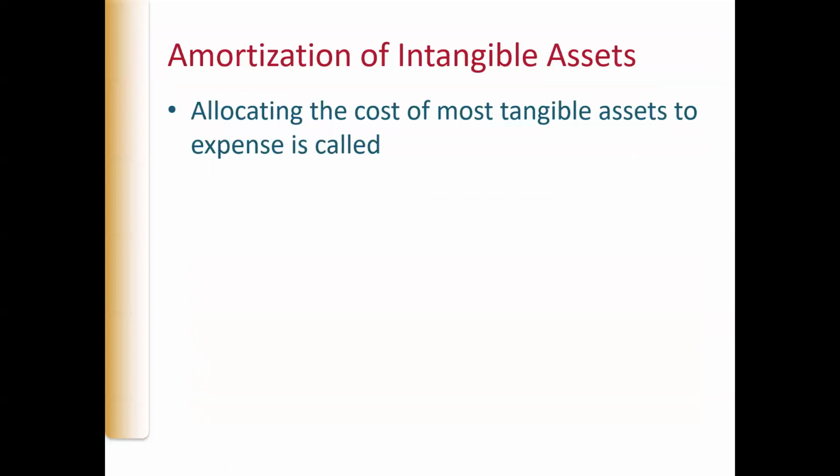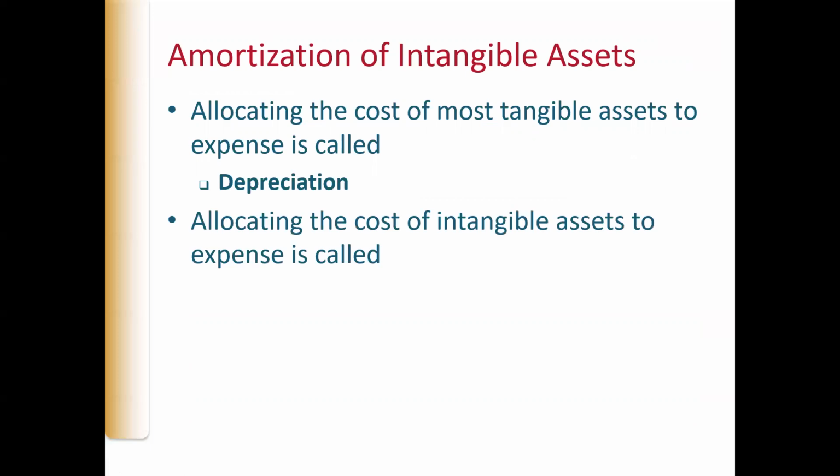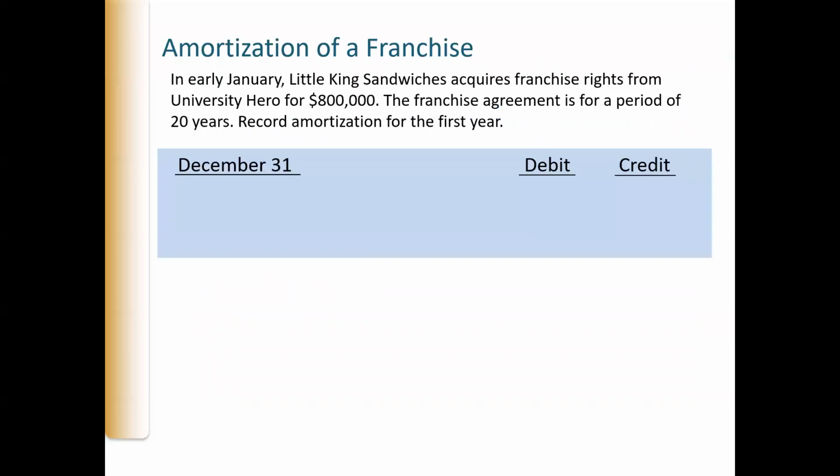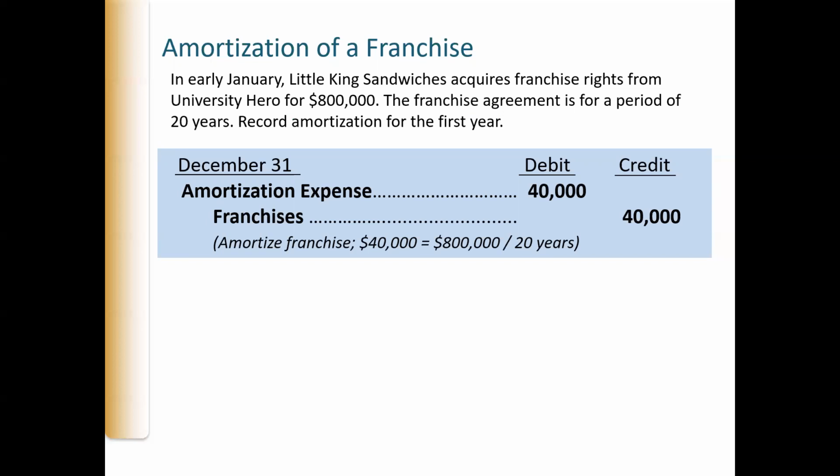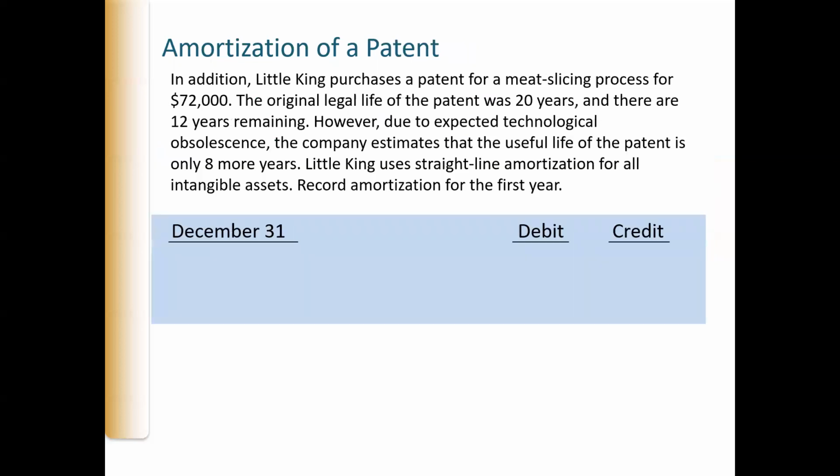Intangible assets. We don't call this depreciation. For intangible assets, we call this amortization. Amortizing intangibles: what we do for franchise agreements is we amortize the cost over 20 years. So instead of using depreciation, we use amortization expense and we credit the actual intangible asset by the difference.